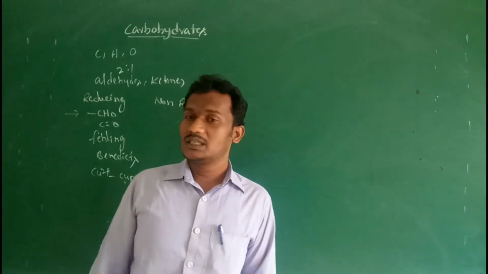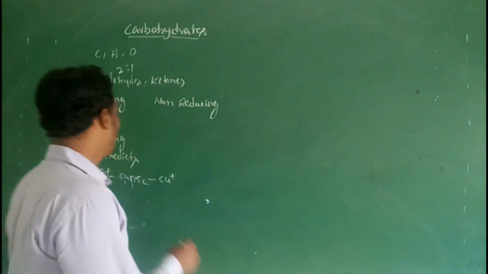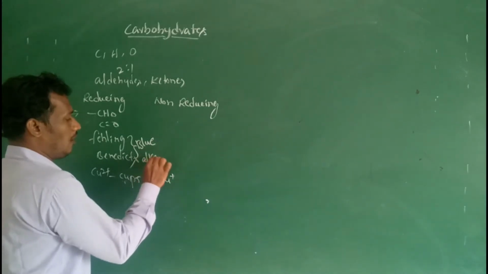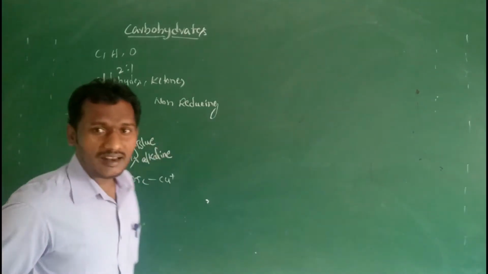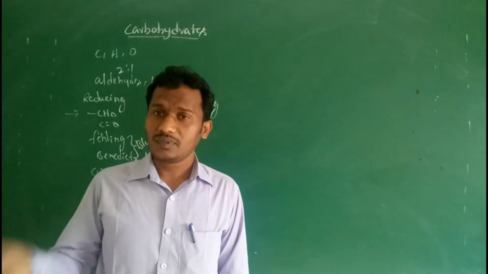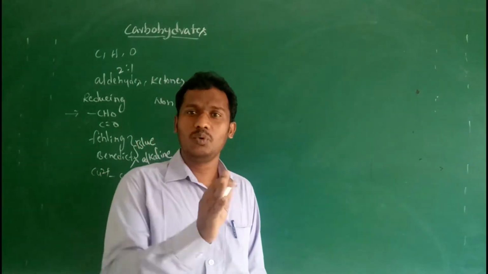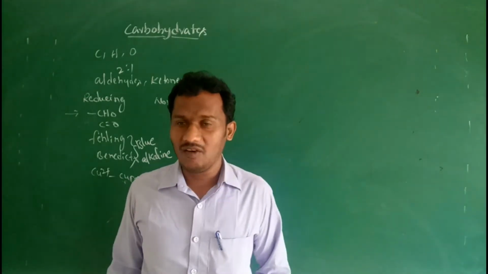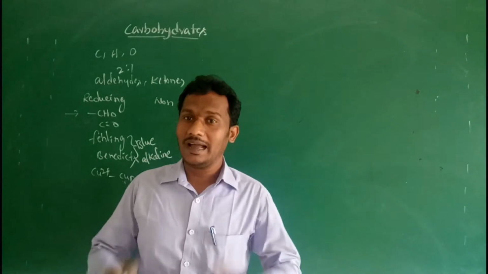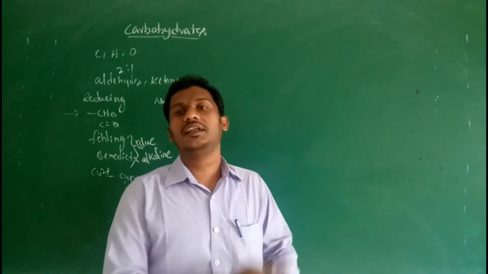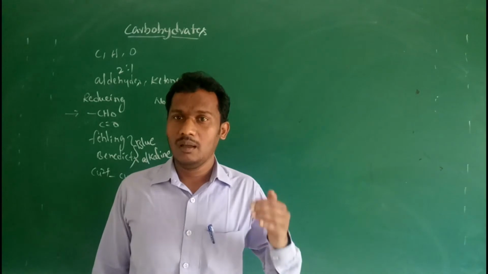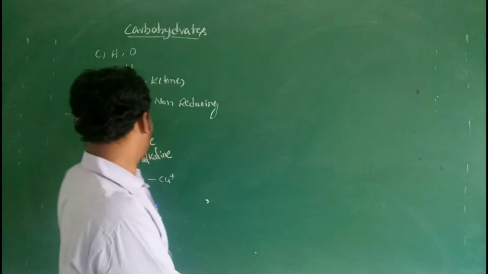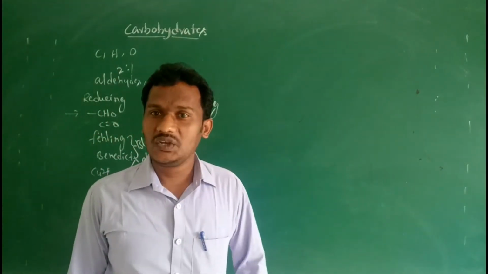Generally the Benedict and Fehling solution is blue in color, and it is an alkaline solution. By gentle heating, when cupric ions are reduced to cuprous ions, this blue alkaline solution is converted into green color, yellow color, orange to reddish color. These types of sugars are known as reducing sugars.